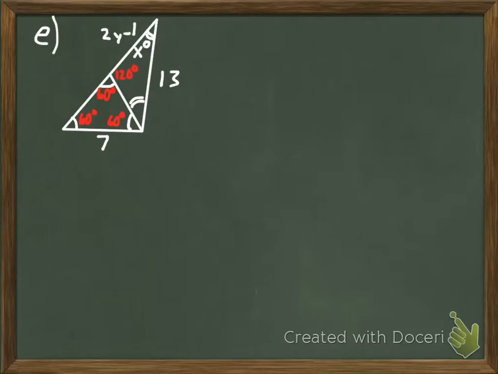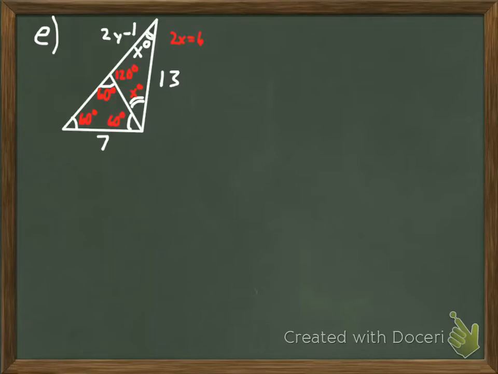And so now we're able to say that x plus, well, that's x, and this is going to be x as well. X plus x, or 2x, equals 60. All right, that's what 120 subtracted from 180 is, and that means x is going to be equal to 30.